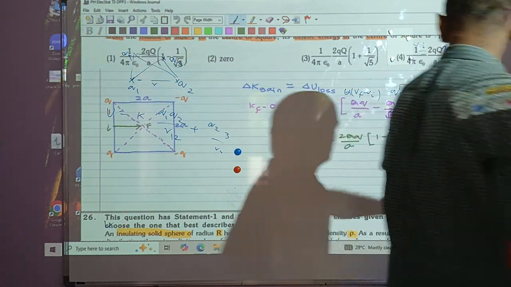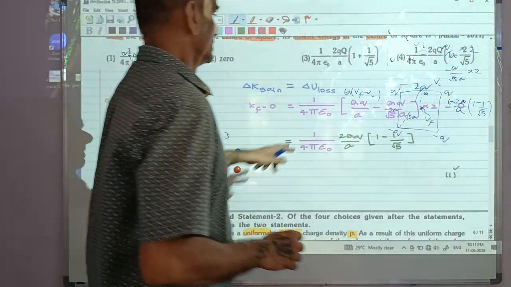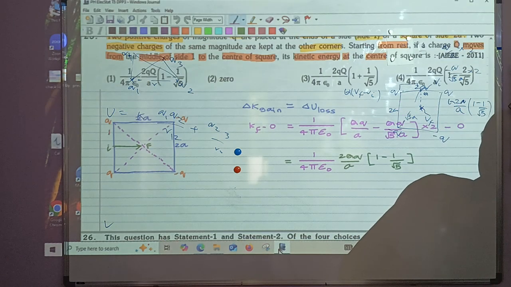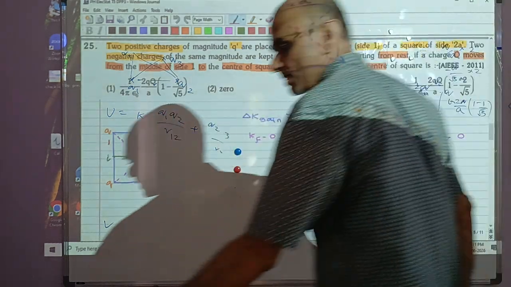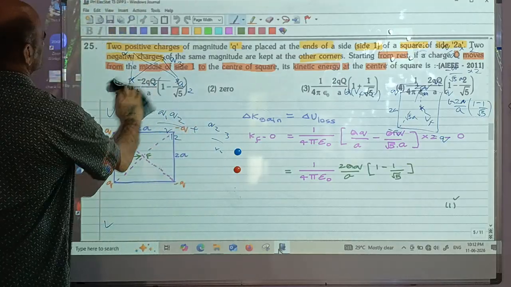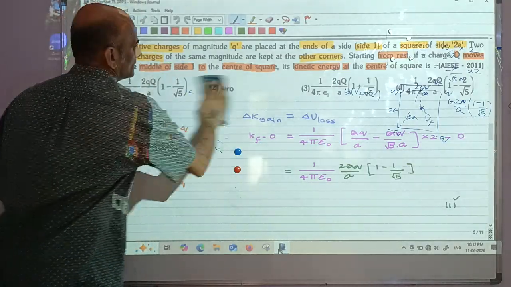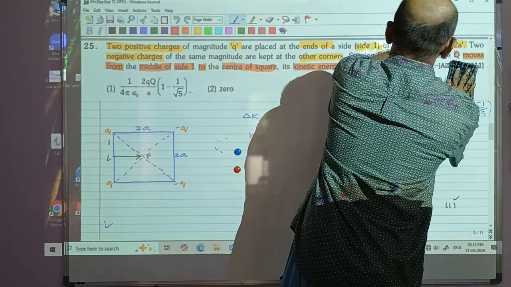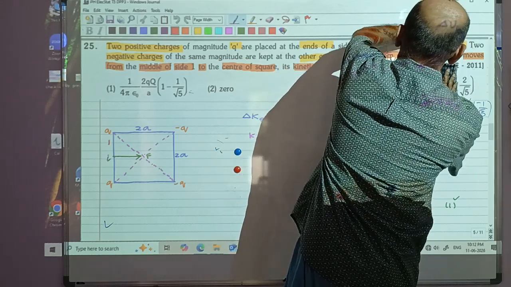Okay, understood this method? Yes, sir. Using potential. By this side it is slightly different method, using potential energy, U, not V.